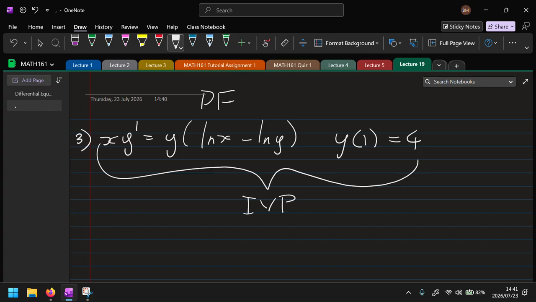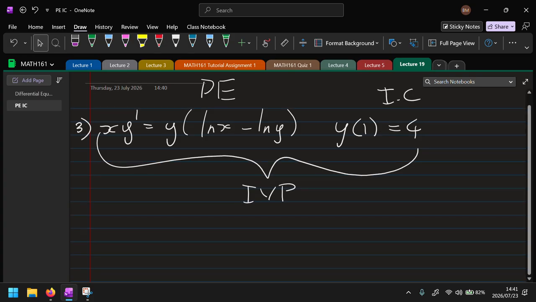So we have the differential equation, we have the initial condition, and together that is an initial value problem. Which means once we've done all of the integration and we have something plus c, we need to use that initial condition to then solve for c. It's an extra step at the end. So we go through the list to see what type of differential equation this is.